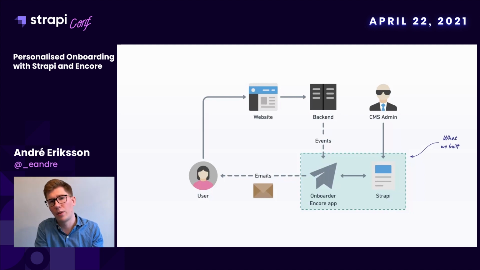We have a user who interacts with our website. That website itself talks to our backend. And as the user interacts, we send off events to our onboarding application that we built with Encore. That application talks to Strapi, where we have added content ahead of time to define the sort of emails and onboarding series that we want to have. And so this is what we built and what I'm going to walk you through today.